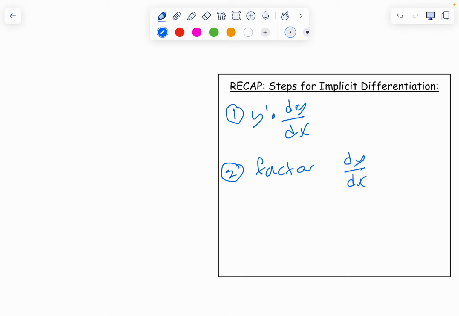Factor out dy over dx. And step 3, we are then going to divide it by the whole chunk. So really, in the end, the only part that we're doing calculus is the first step, okay? Everything else, we're factoring and dividing. That's algebra 1. Everyone good with that? Okay? So again, line 1 is the only calculus part, okay?